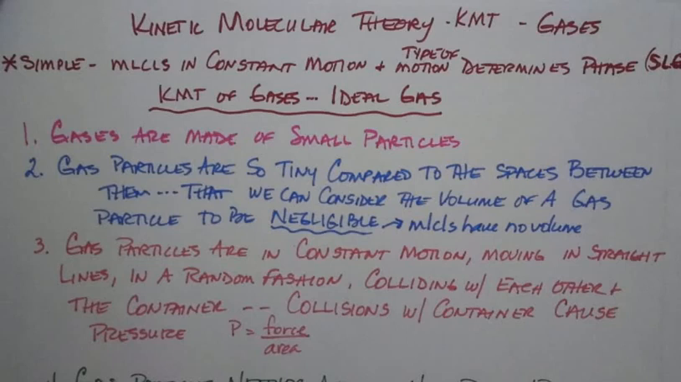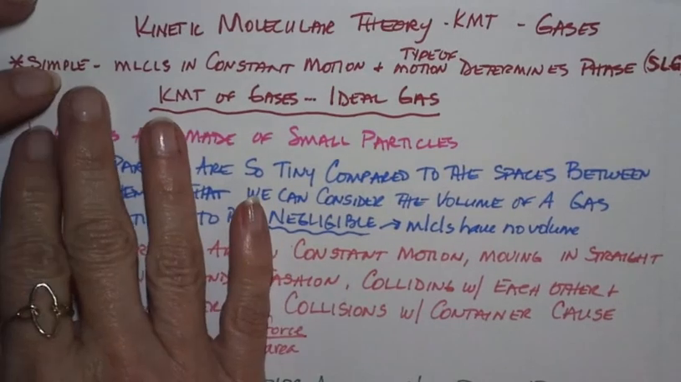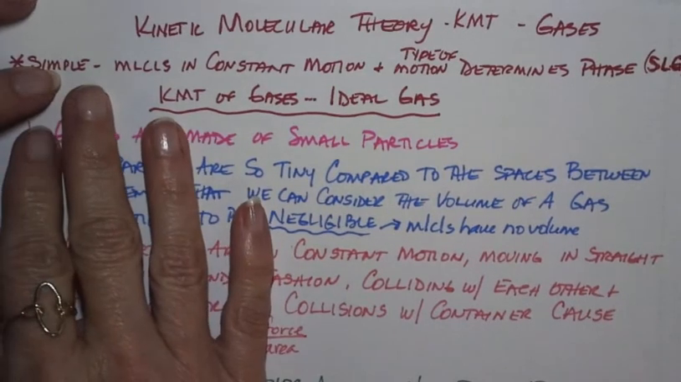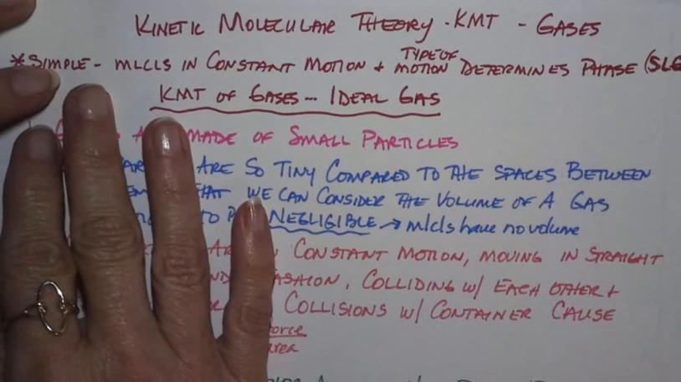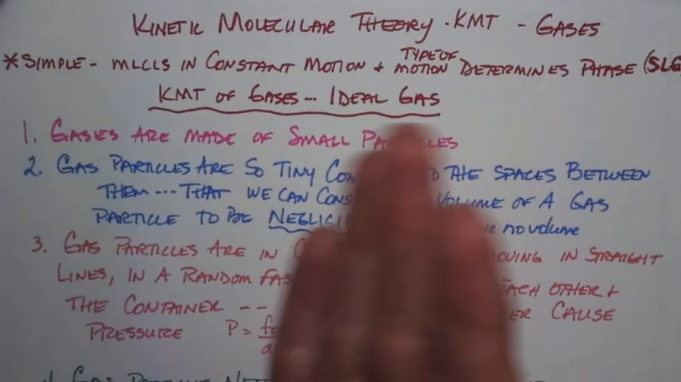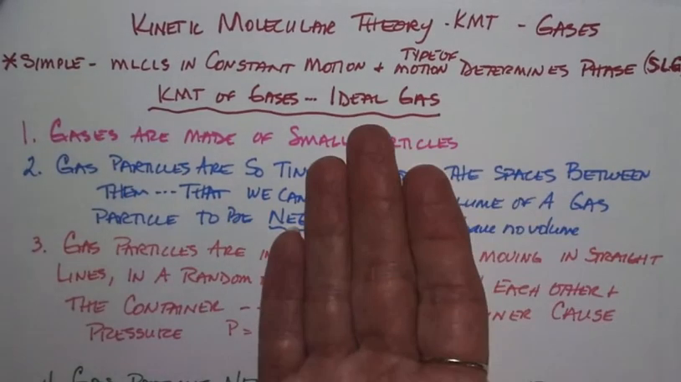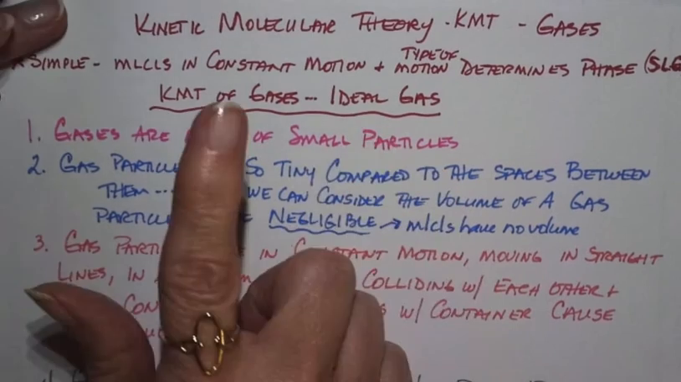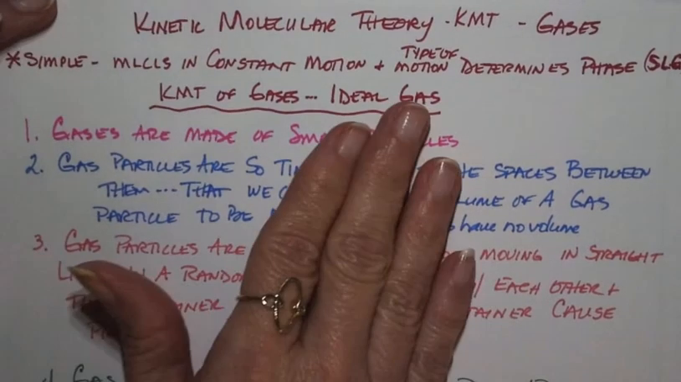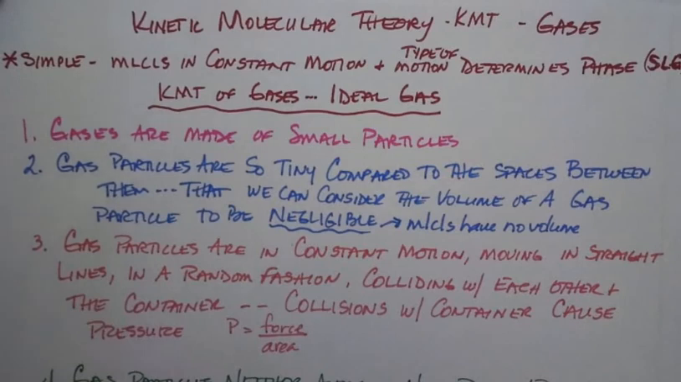Okay, so there are two ways that you can think of the kinetic molecular theory. You can think of the simple, straightforward way that you guys know and love, where the motion of the molecules basically determines what type of phase it's in: solid, liquid, or gas. Or now we can look at it in terms of gases. So when we talk about the kinetic molecular theory in gases, we're focused on an ideal gas. If it's an ideal gas, it's going to follow all of these rules.